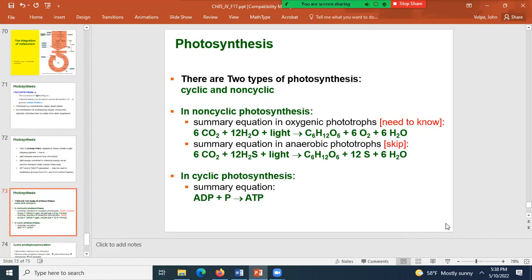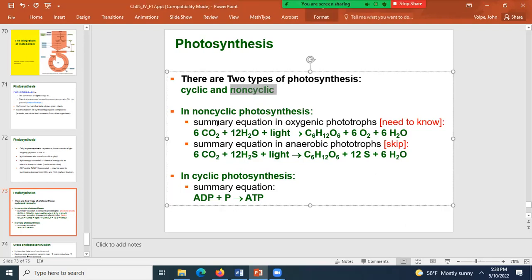There are two types of photosynthesis. Now this is probably new to most of you. There is cyclic photosynthesis and non-cyclic photosynthesis. Non-cyclic photosynthesis is the one you are probably familiar with. A summary equation of non-cyclic photosynthesis is you get 6 carbon dioxide molecules, 12 water molecules in the presence of light to make glucose, C6H12O6, 6 oxygen molecules, and then 6 water molecules.